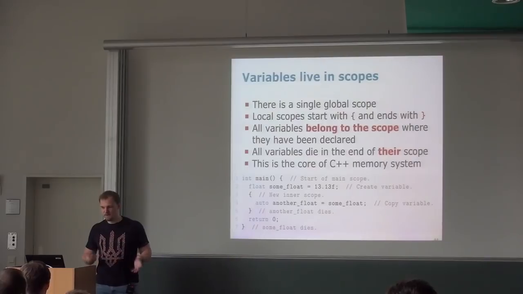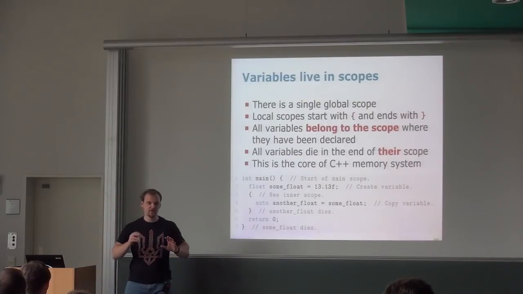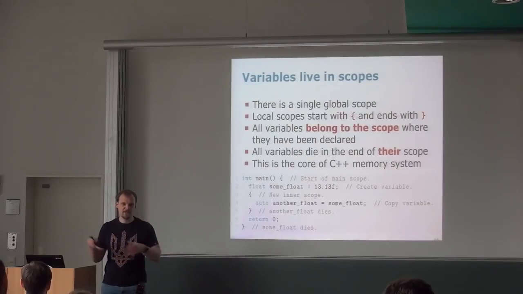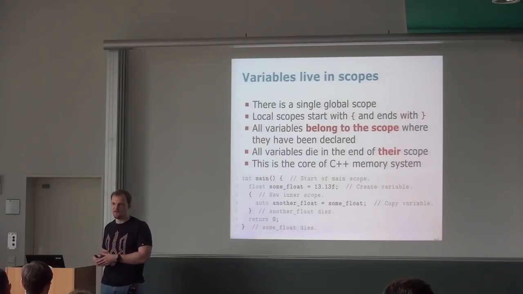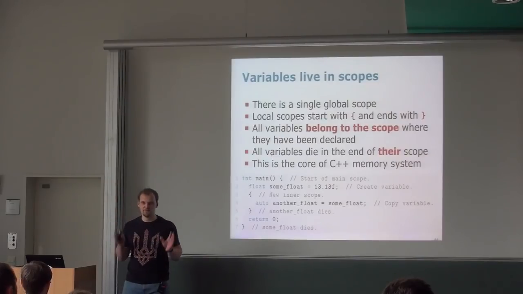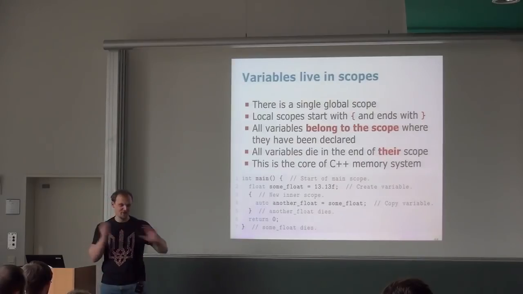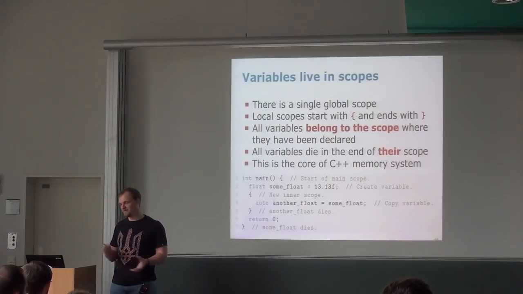Right. So if you go out of this lecture today and just remember that there are scopes and variables belong to scopes and die at the end of their scope where they were defined, that's enough. That's really good. That's very important in C++. I think it's the thing that defines C++, at least from my perspective. Okay.